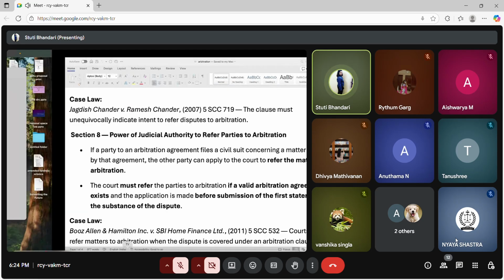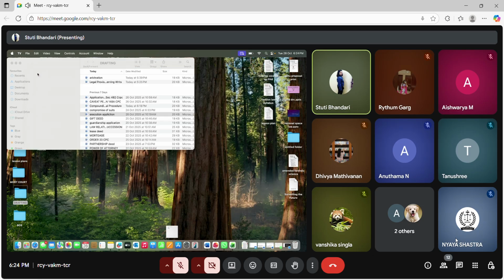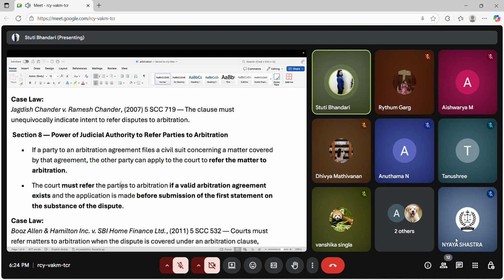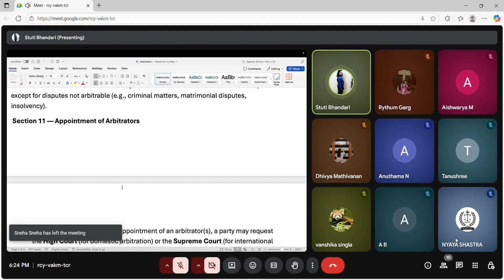Okay. Now coming to the next part, which is section 11, appointment of the arbitrators. See, either there can be a sole arbitrator or there can be three. Mostly the number of arbitrators is odd, so that there are no chances of disputes occurring, or no chances that there should be equality in votes. So we try to have an odd number of arbitrators.